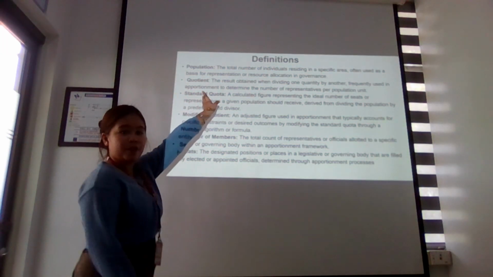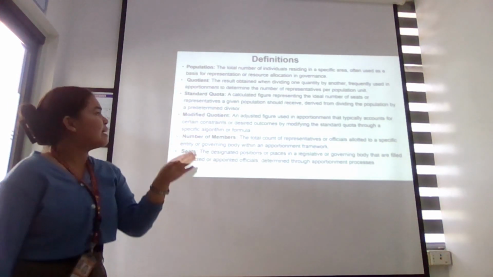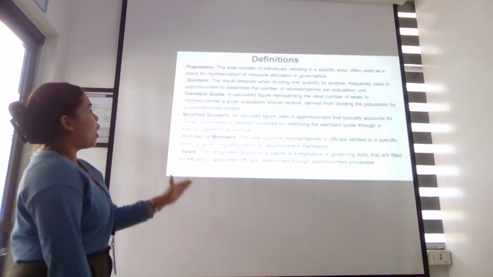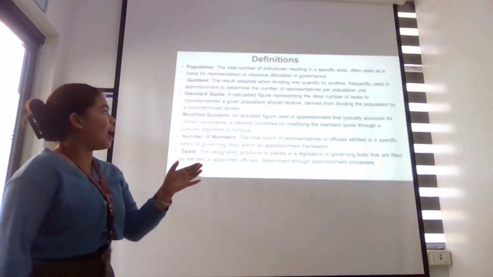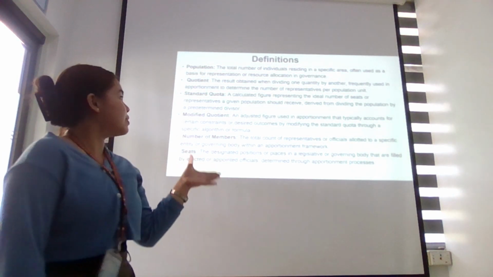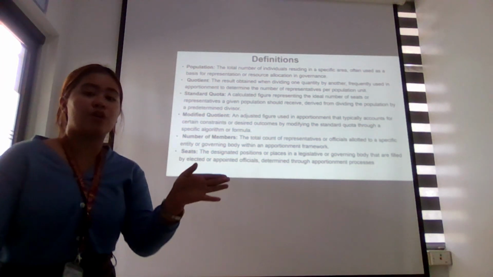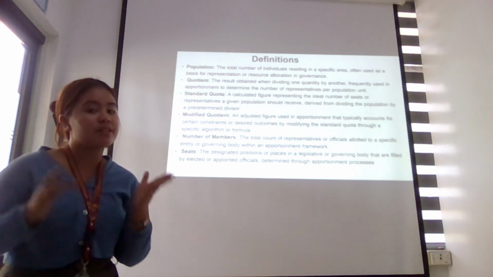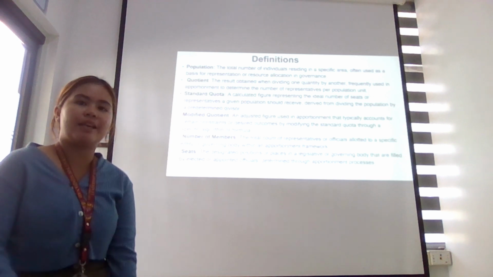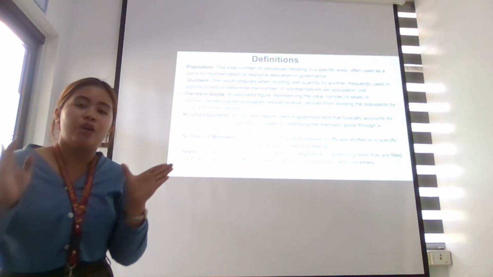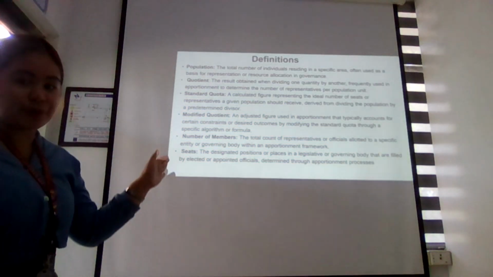First is the population. Population is the total number of individuals residing in a specific area, often used as the basis for representation or resource allocation in governments. For example, here in the Philippines, we have approximately 100,000 people. So that is the population going in. Next is the quotient.